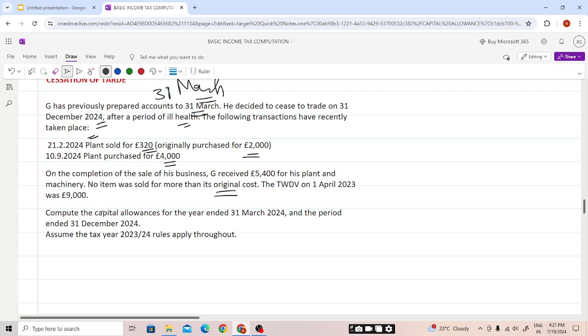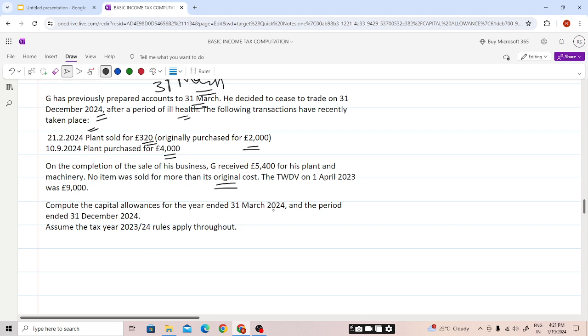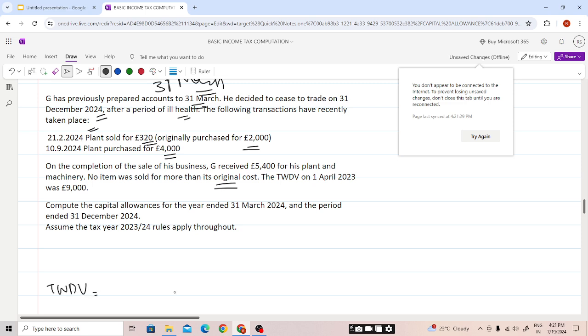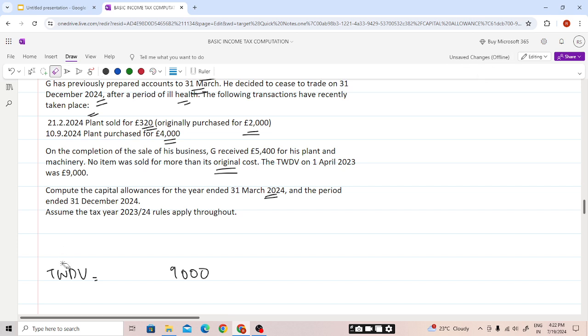So students, they have provided us the tax written down value of 9,000. This will be only for the main pool. Compute the capital allowance for the year ended 31st March and the period ending. Okay, we need to calculate for both.